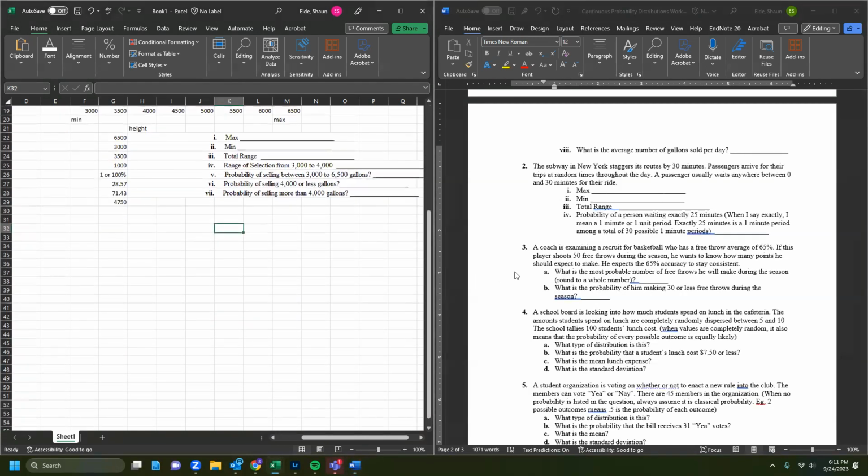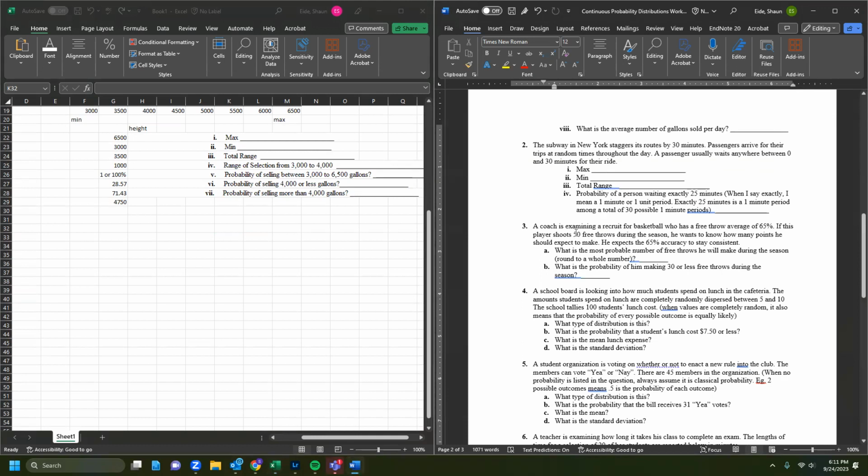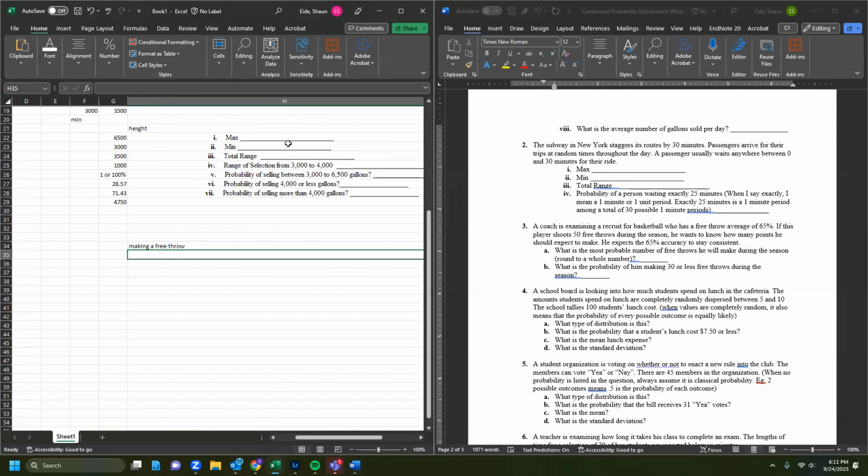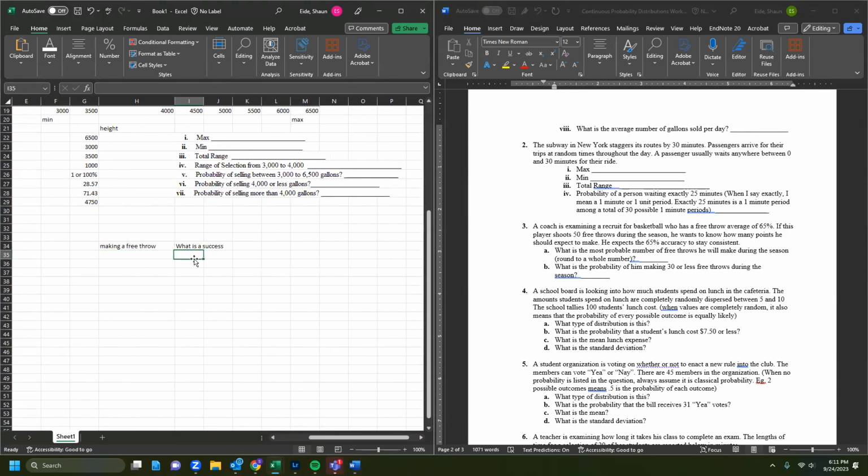Okay, so we need a few things. First of all, we know that this is a binomial probability distribution because there's only two possible outcomes. He is either going to make the free throw or he is going to miss the free throw. And so first thing that we need to do is what is a success? So what is being defined as a success, let's see here, is going to be making a free throw. Next. Probability of success. That's going to be 65% or 0.65.